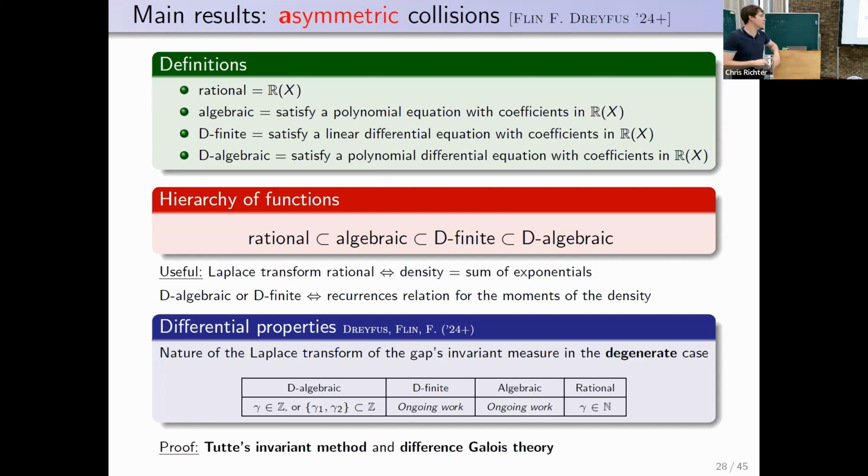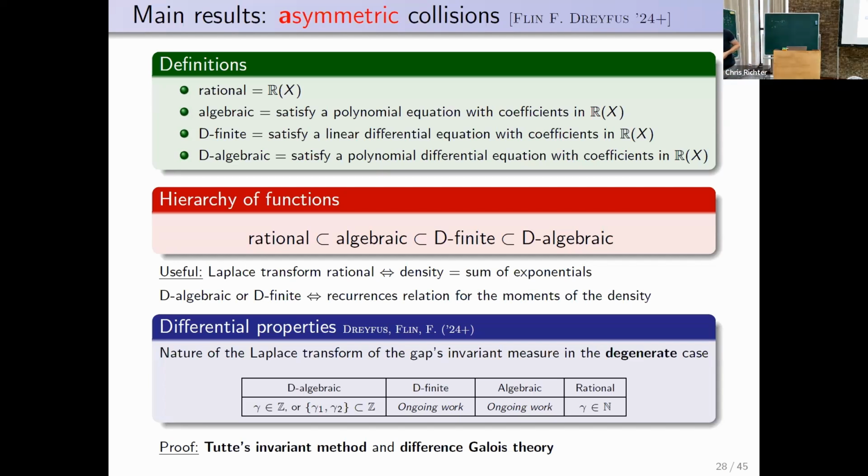Currently, with Jules Flin and Thomas Dreyfus, who is a specialist of difference Galois theory, which is why I'm doing this paper with him, we are classifying the nature of the Laplace transform. So this is ongoing work. We have not finished, so I cannot tell you what the results are, but we are sure that it will depend on gamma, gamma 1, and gamma 2. For now, we just have the rational case and the differentially algebraic case.